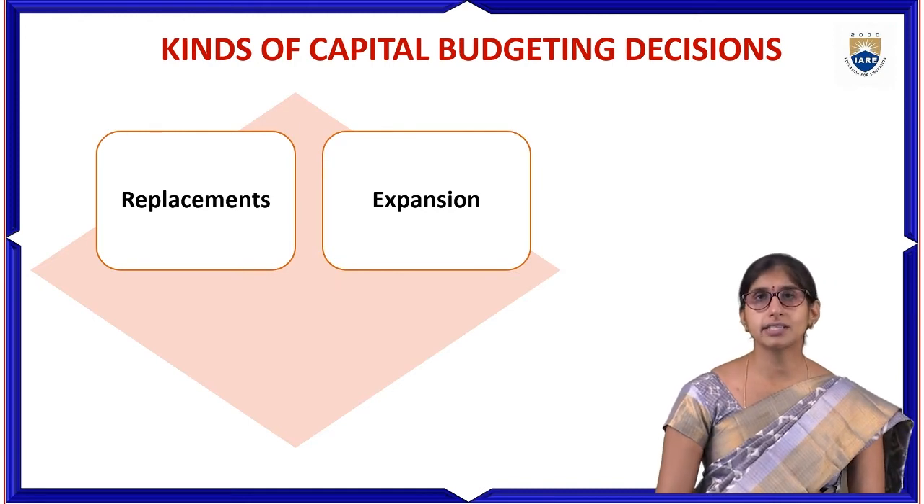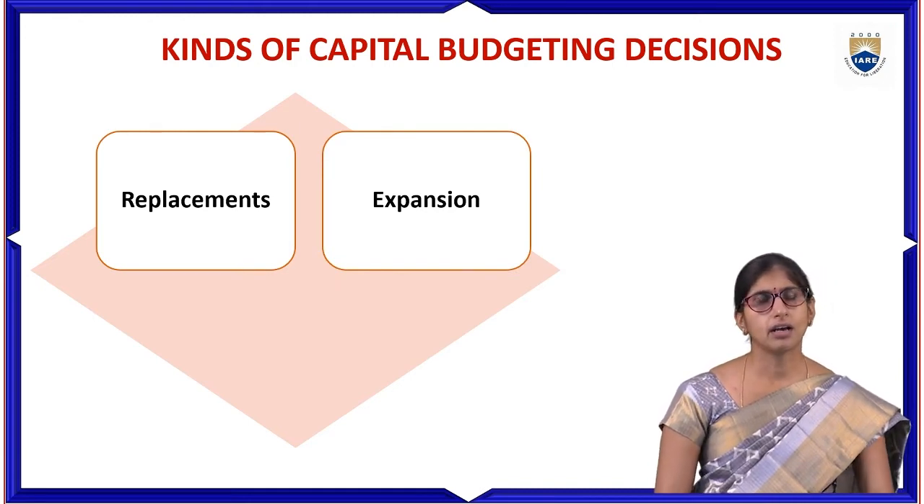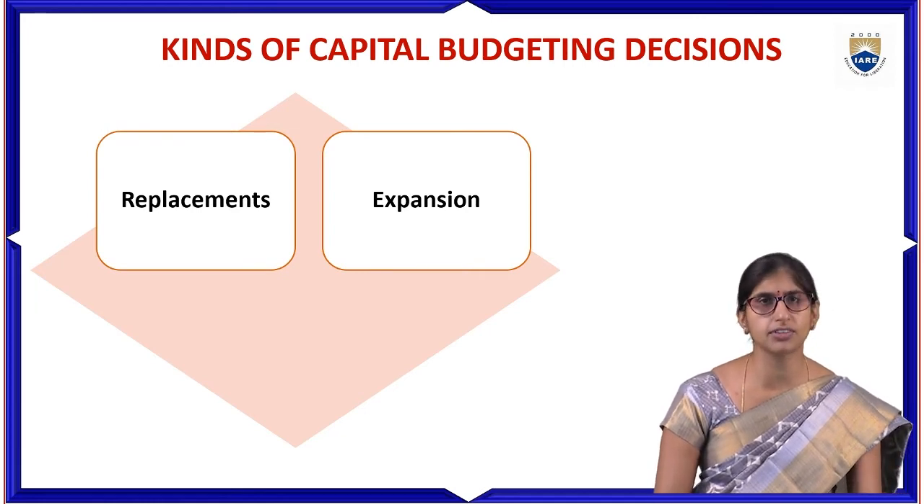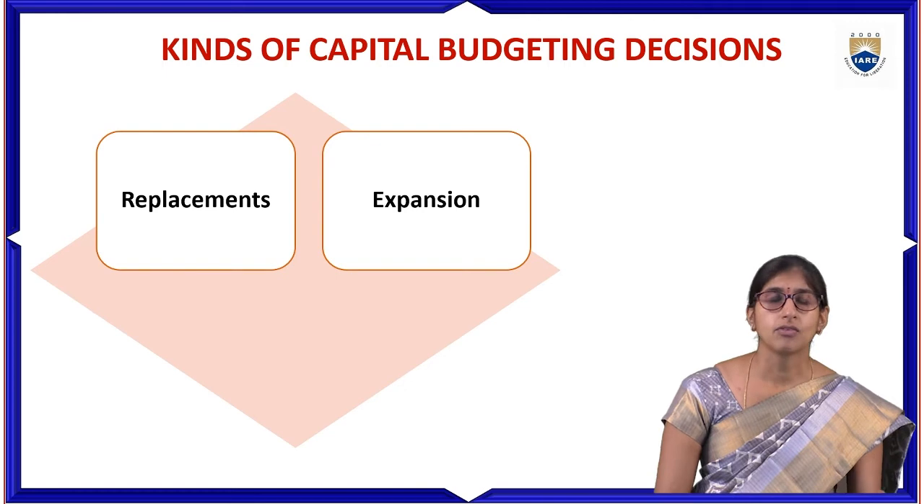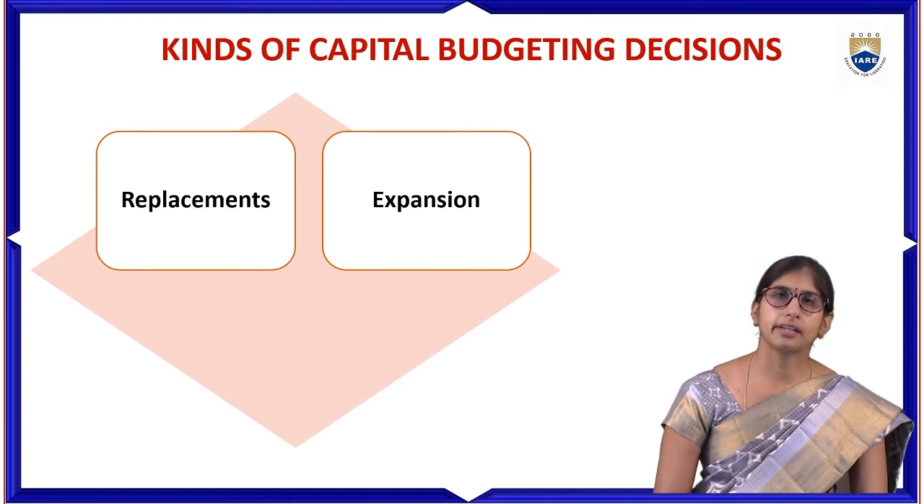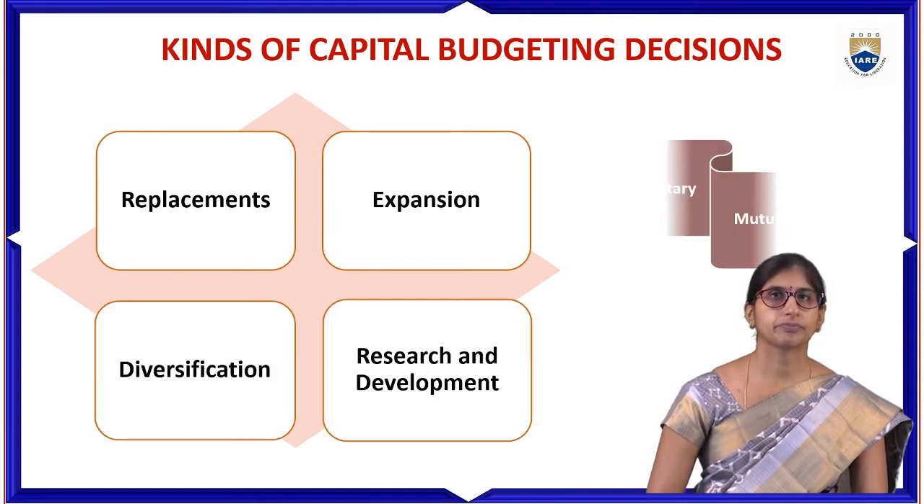And the next one is expansion. When a project is already working and the capacity of the plant, or the capacity of that particular project, has to be increased, then we are going to go with the expansion plan. So here also we are going to use capital budgeting decisions.